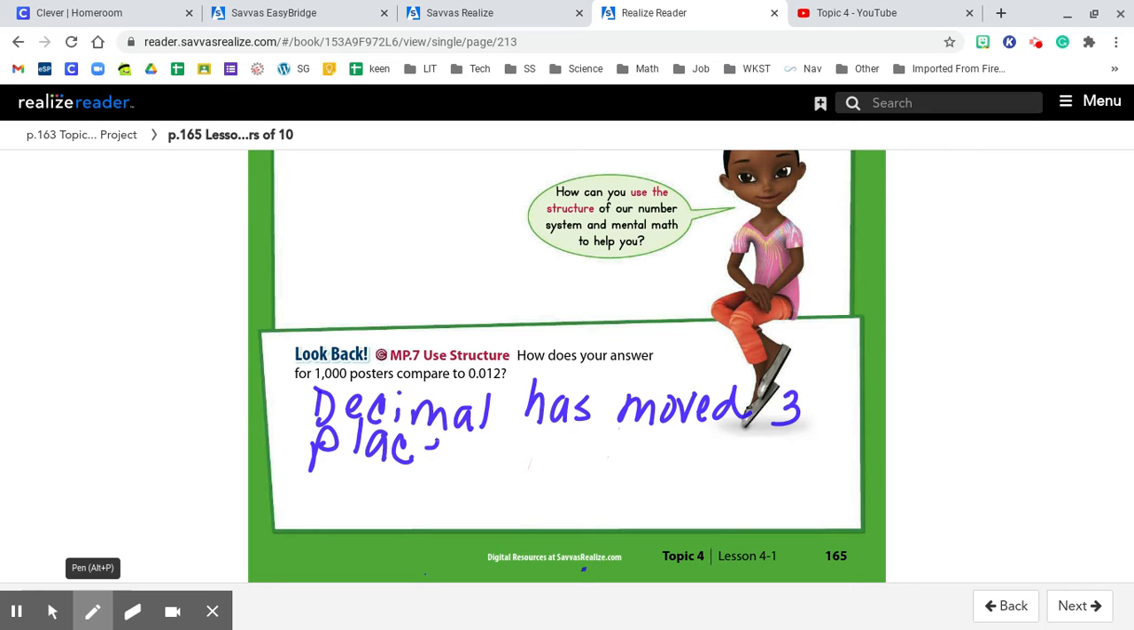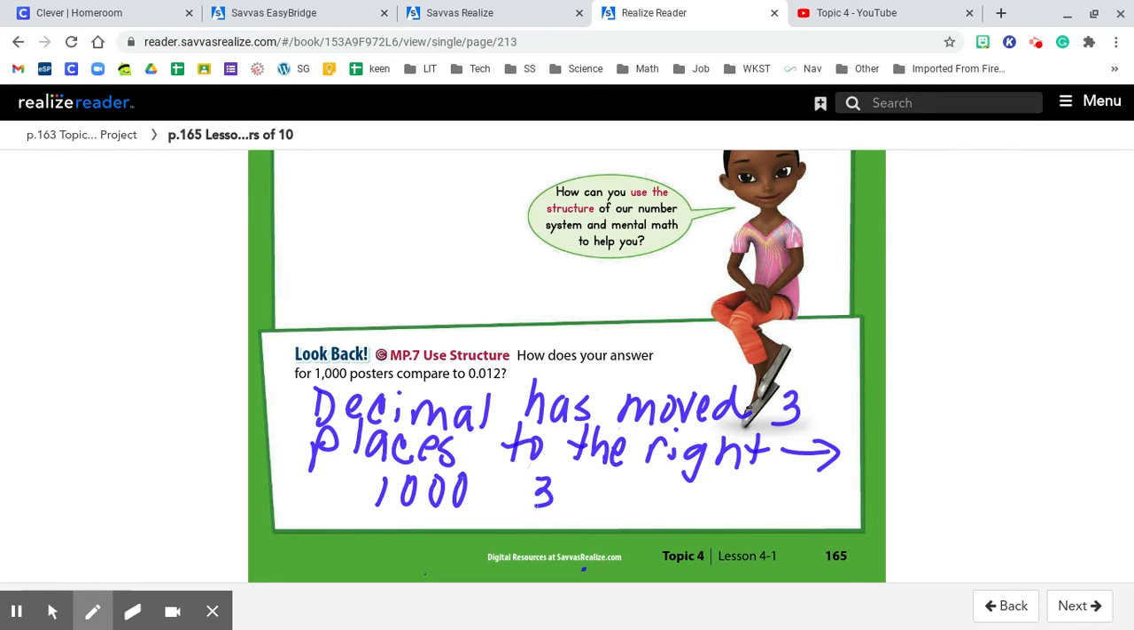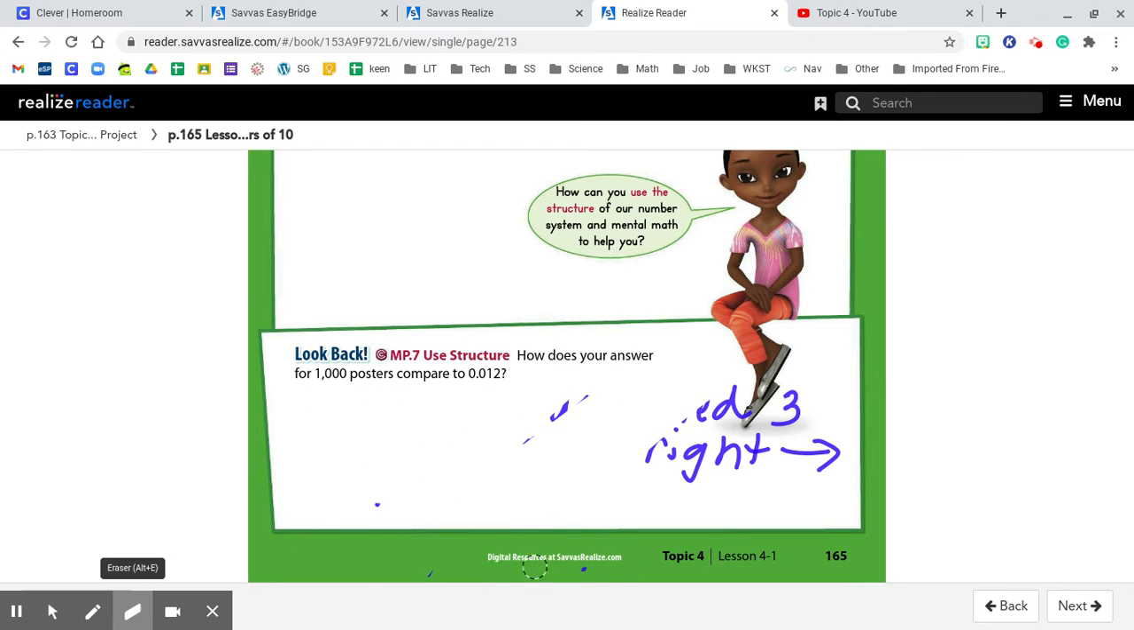To the right, which remember is in that direction. And it's one place for each zero. So when we have 1,000, we move three places. When we have 100, we move two places, and when we move 10, we only move one place. So that's a little review looking at the structure.